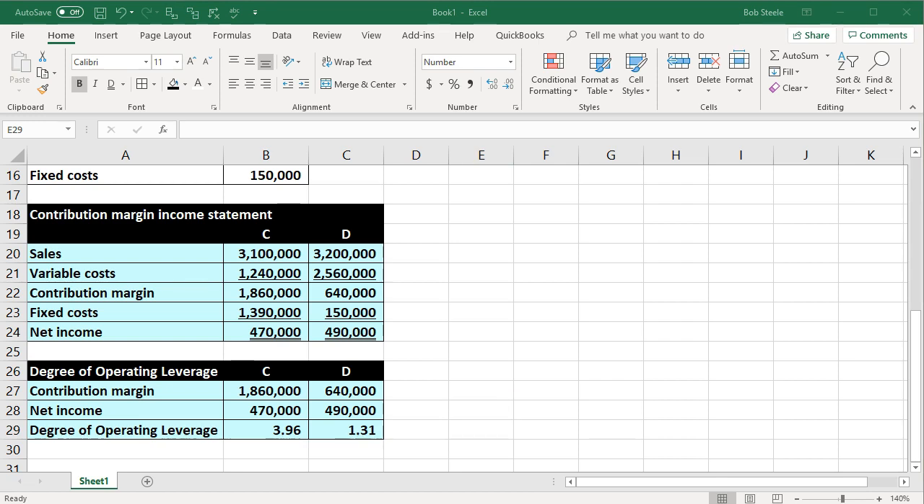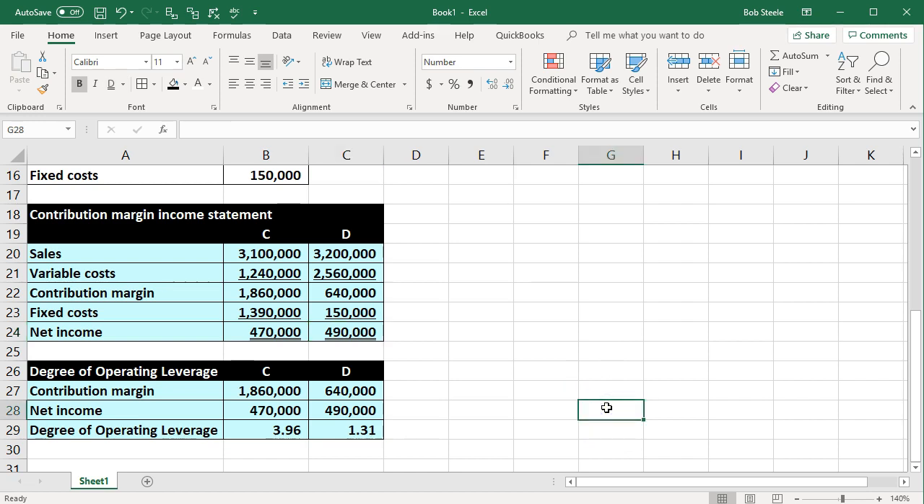To do that, let's consider what would happen if we had a 20% increase in sales. So let's say we're just thinking about this and say, well, what if there's a 20% increase in sales? What would that do for company C and company D? Which one would be better off if there's a 20% increase in sales between D and C?